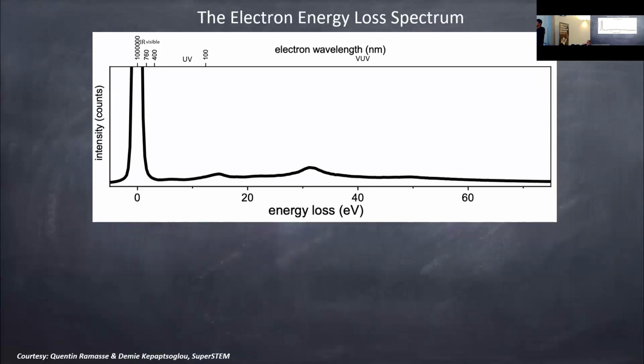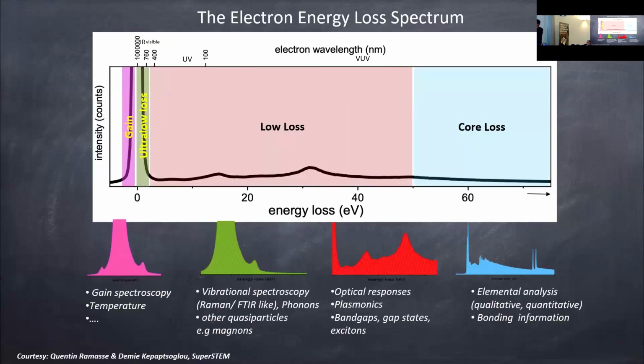And then what you see here is the energy loss as a function of different energy regimes. So you have core loss, low loss, the ultra low loss, which are the phonons, and gain spectroscopy. Now, what I'm going to be talking about today is core loss spectroscopy. I'm not going to focus on this area, but instead on the area here on the right-hand side.